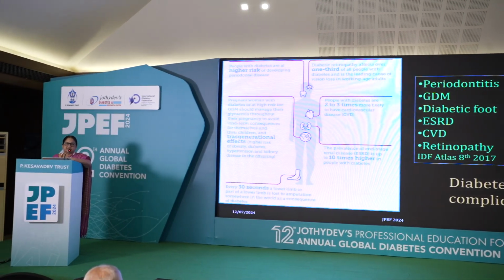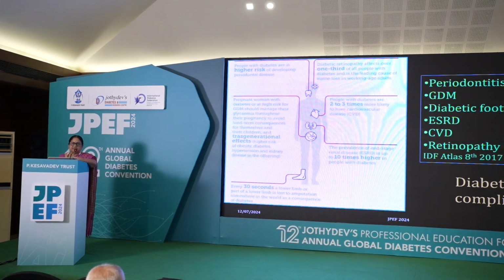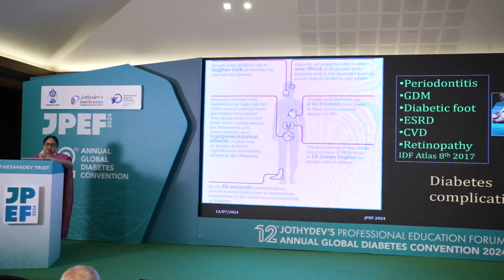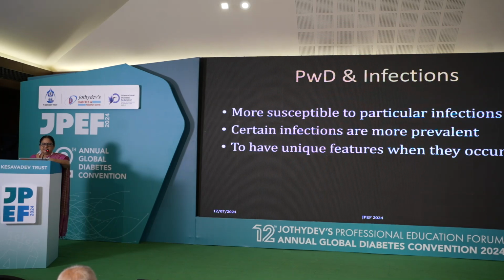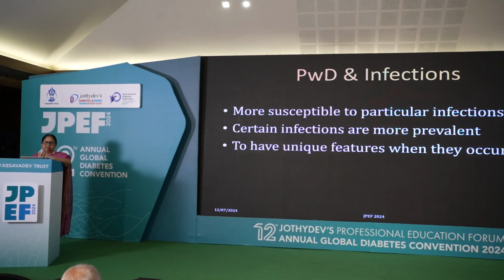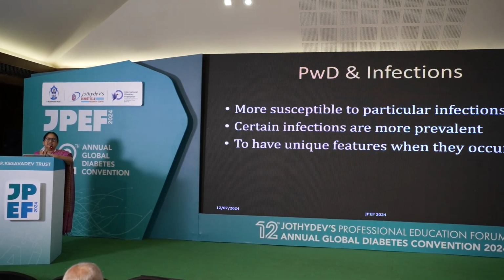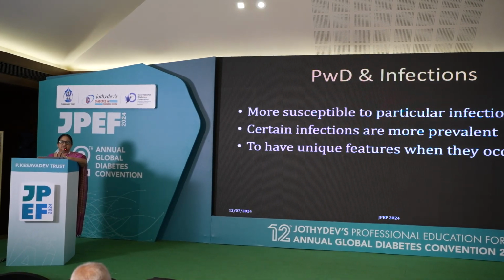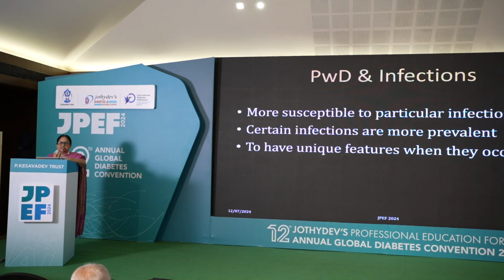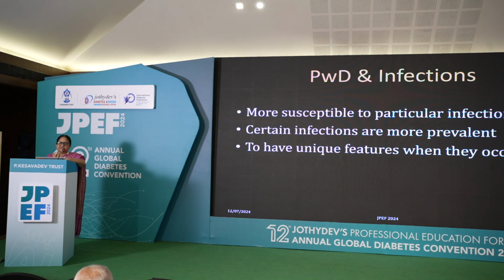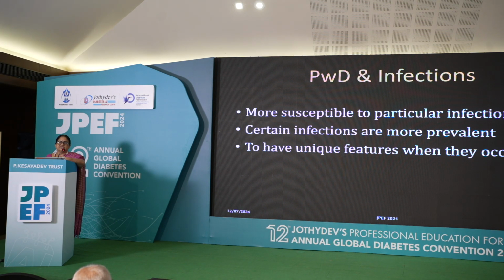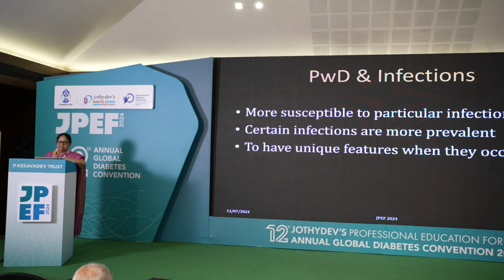What I am going to discuss is the complications related to infections that we see in our patients. Patients living with diabetes are more susceptible to infections. Patients having high blood glucose or higher HbA1c are more susceptible, and certain infections are more prevalent. These diabetes-associated infections have unique features, so if we are not tuned to them, we may miss the infection, and the patient may land up in sepsis and other complications.